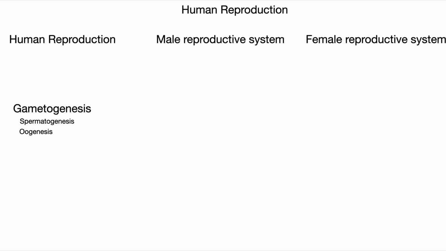Now we will see about gametogenesis. The primary sex organs in males are the testes, and the primary sex organs in females are the ovaries. Testes produce sperms and ovaries produce ovum. Sperms and ovum are gametes, and the production of sperms and the ovum by the primary sex organs is called gametogenesis. Now let us see about spermatogenesis.